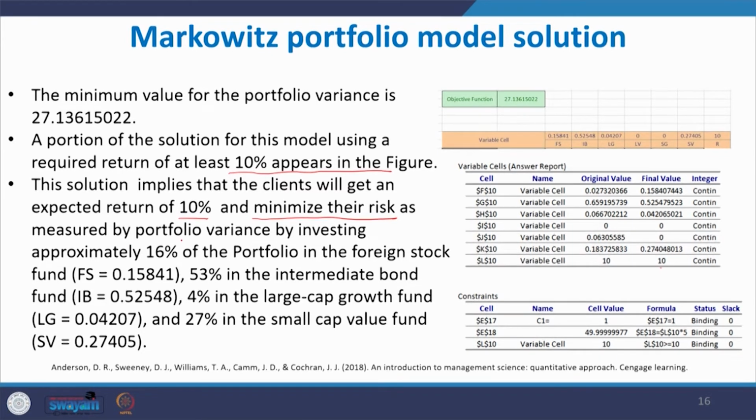This solution implies that the clients will get an expected return of 10% and minimize their risk as measured by portfolio variance by investing approximately 16% of the portfolio in the foreign stock fund, this one, and 53% in the intermediate bond, this one, because the value of IB is 0.52, and 4% in the large cap growth fund, this one, and 27% in the small cap value fund, here 27. So, this is our proportion of the portfolio that we need to invest.